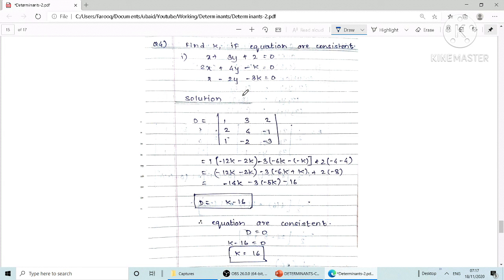Here also we have to first find determinant D. Here copy this one as it is, hide first column and first row. What is left? 4 and minus 2 is left, minus 1 and minus 3 is left. Then we will cross multiply. 4 into minus 3, minus 12k, minus 12k. Here minus 2 into 1, minus 1 plus 2.